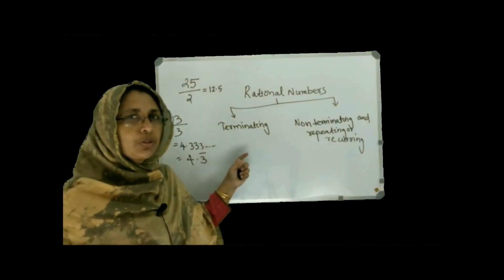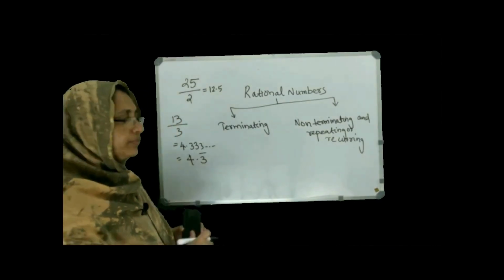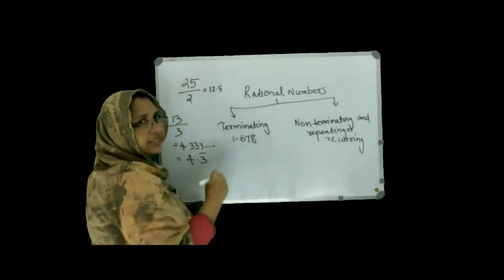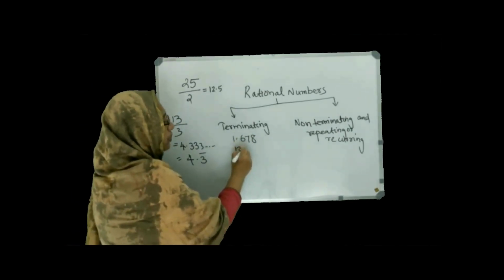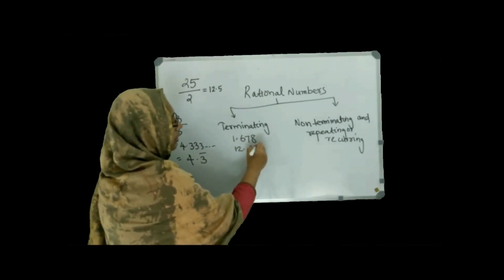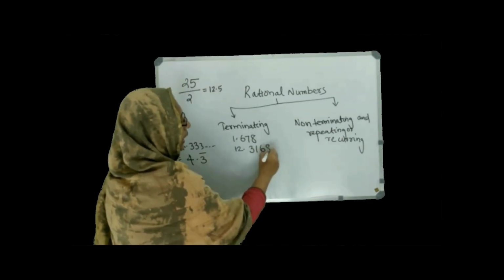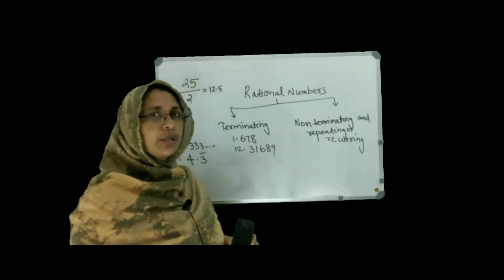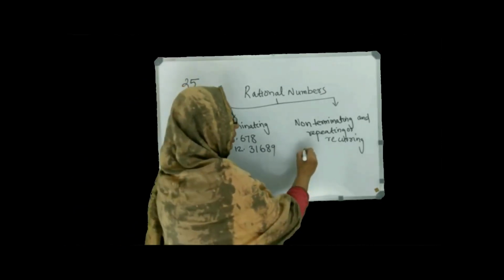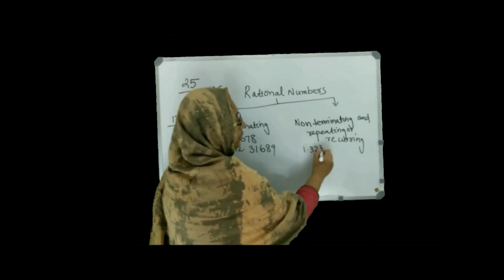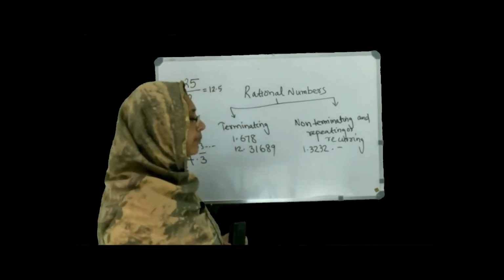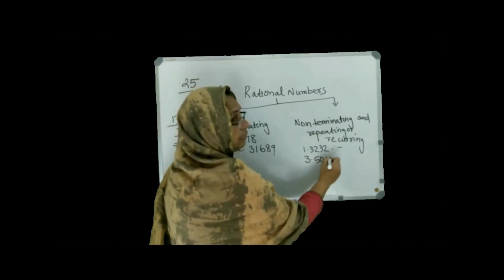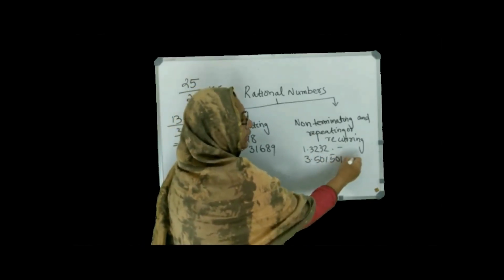Some more examples of terminating: 1.678, 12.31689. Examples of non-terminating and repeating: 1.32, 32 etc., 3.50, 1501 etc.